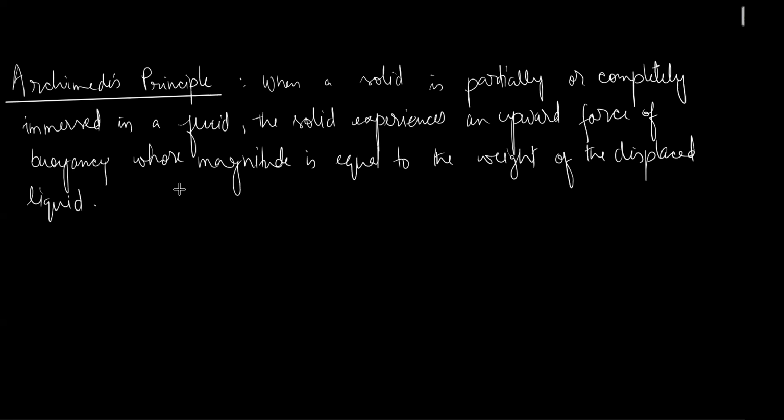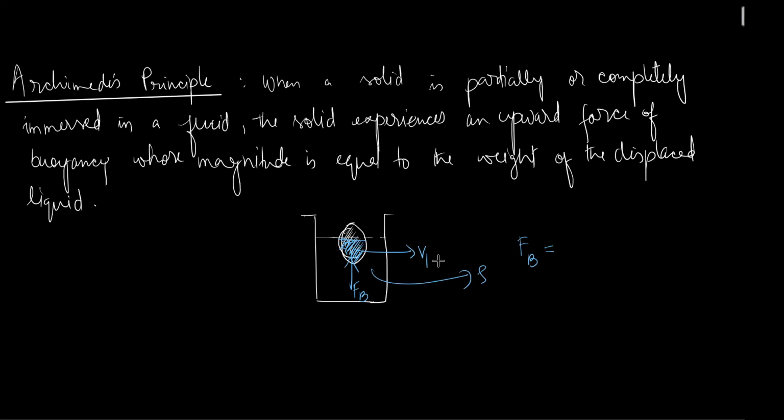Let's say we have water or any liquid, and a portion of it with a volume, let's say V1. The water has a density rho. The upward force of buoyancy, F_B, has a magnitude equal to the weight of the displaced liquid, that is rho into the volume displaced, delta V, into g. This is the upward force, the buoyant force.